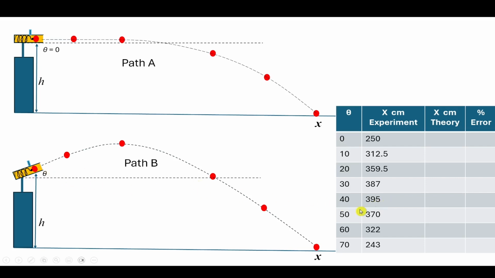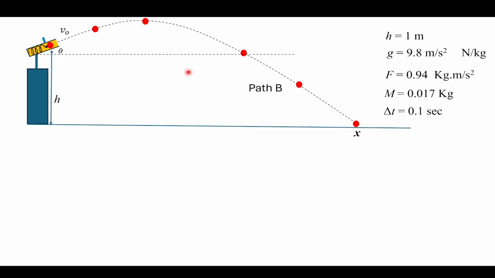If we increase theta further to 50, then the travel distance is less and less. At angle 70, it traveled 243 centimeters. It's even less than when the angle is 0. Let's carry out the theoretical analysis to verify this data we collected from the experiment. And also from the theoretical analysis, we may find an answer why at this angle, 40 or around 40, the distance the ball travels is the longest.